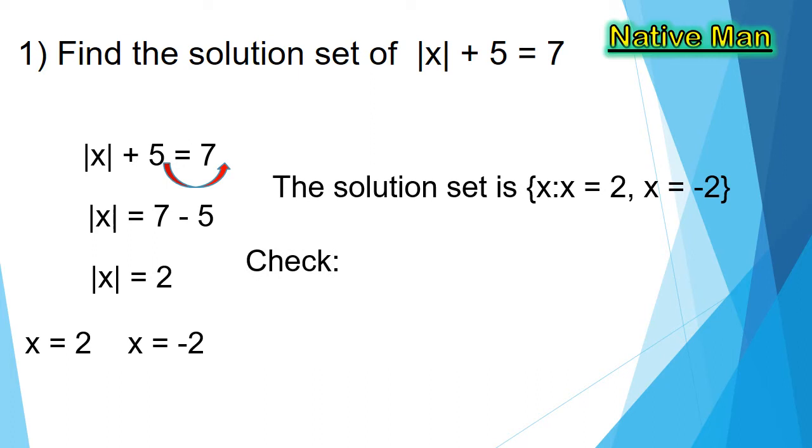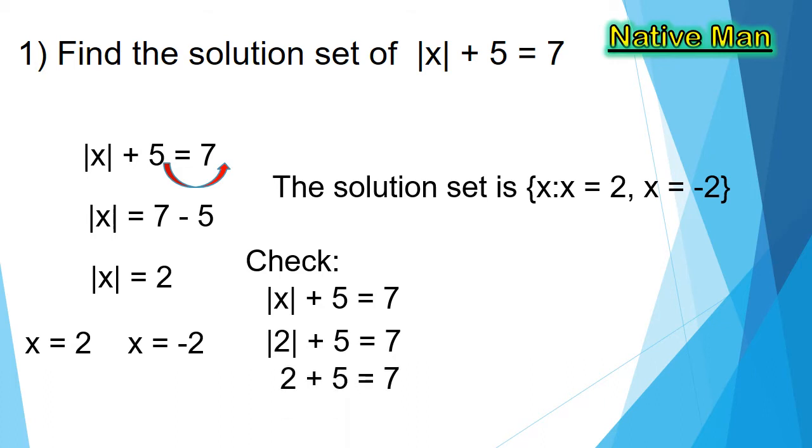So, check po natin kung tama po yung ating solution set na 2 and negative 2. So, from the original equation, absolute value of x plus 5 is equal to 7. Unahin po natin yung positive 2. So, substitute po natin, absolute value of 2 plus 5 is equal to 7. Then, what is absolute value of 2? Is 2. So, 2 plus 5 is equal to 7. And 7 is equal to 7 and that is correct. So, tama po yung x equal to 2. How about x is equal to negative 2?